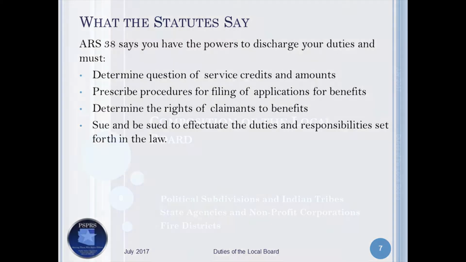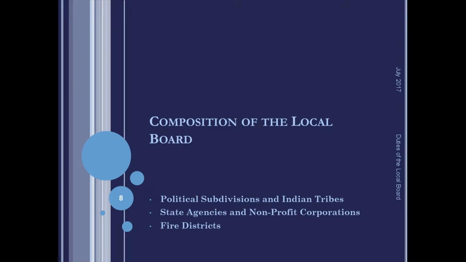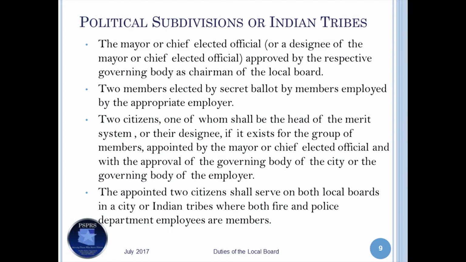All right? Let's go ahead and talk about the composition of the local board, and we'll take questions in just a minute. You know, there's different groups: political subdivisions, state agencies, fire districts, and corrections officers groups that are appointed by the governor, and we'll go through each of those individually. So if you're a political subdivision, in other words, you're a city, we'll say in this case, the city of Phoenix or the city of Scottsdale or the city of Tempe or whatever the group might be, the mayor or the chief elected official or his designee, as approved by the governing body of the board, will be the chairman of the local board. So that's number one. That's the first person that's on the board. That chairman is established through the law if you're in this group.